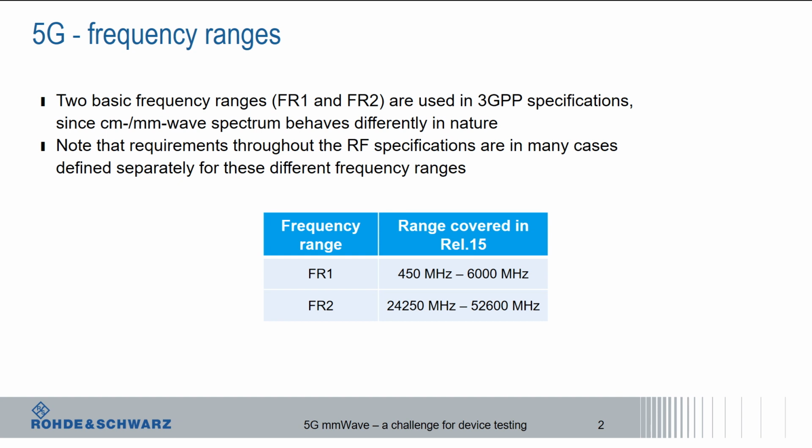As you probably also have heard, in December last year there was a RAN meeting where they decided on an extension of frequency range 1, to extend it from 6 gigahertz up to 7.125 gigahertz.